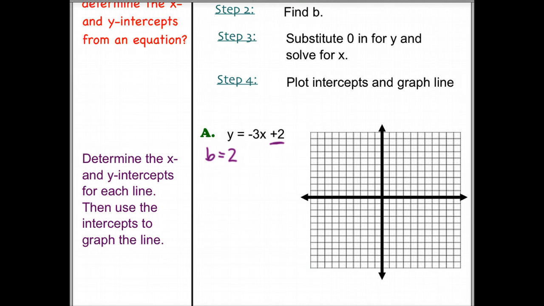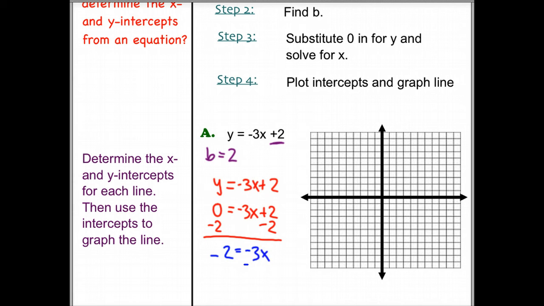So what we do is we have y equals negative 3x plus 2, and we're substituting 0 in for y. So 0 equals negative 3x plus 2. Now we subtract 2, and now what we have is negative 2 equals negative 3x. Now we divide by negative 3, divide by negative 3.